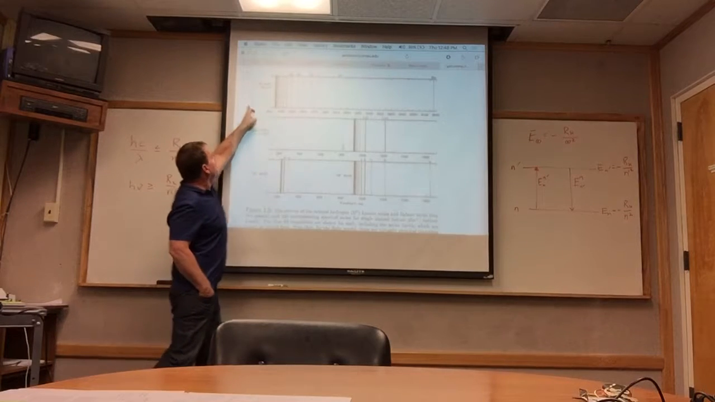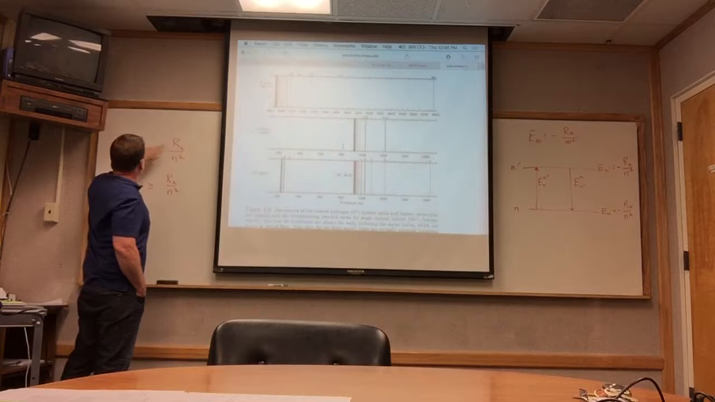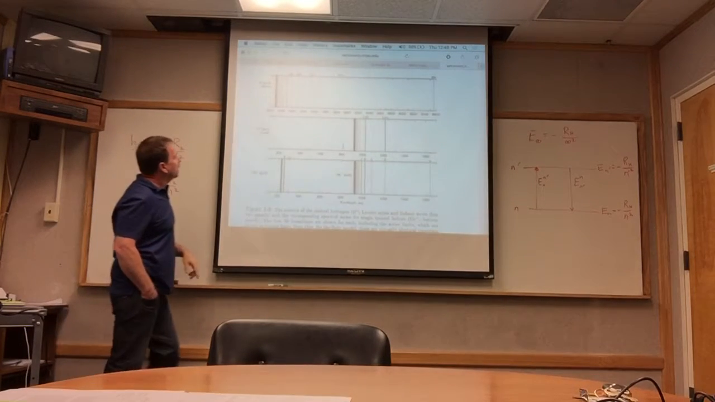All these photons have wavelengths greater than hc n squared over r sub z.